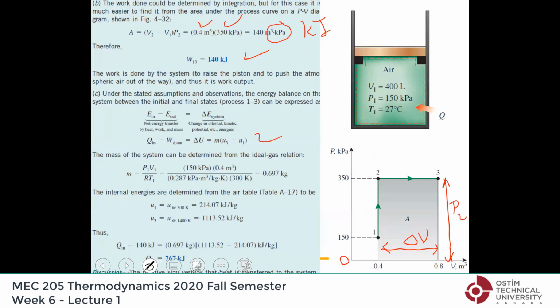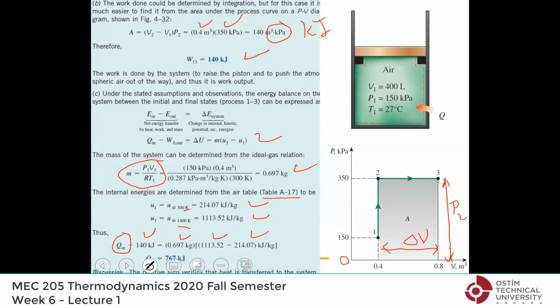So this is where we are. Okay, mass, let's find the mass. Using the ideal gas relation, just plug in the values. And then U values, we go to air table, table 17. At 300 Kelvin, this is what we read for U. At 1400, this is what we read for the final U. If you plug in the values, here is the mass, U3, U1, and here is the boundary work.